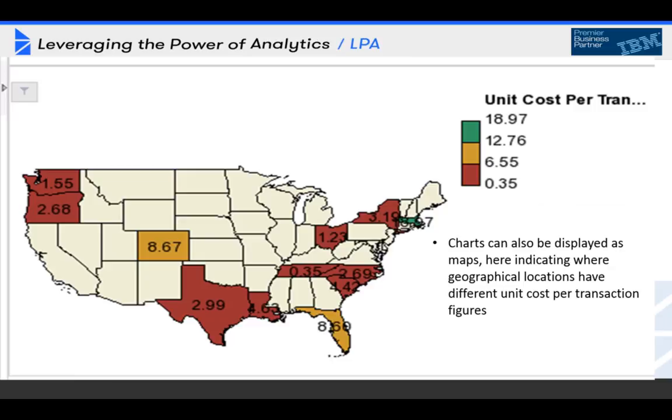So I can quickly see that, say in Florida, my unit cost per transaction is much higher than it is in Texas or Washington State. And so then I can drill down on that state and see the locations in that state and look at the revenue, the unit cost per transaction at each location if I wanted to, right from my dashboard.